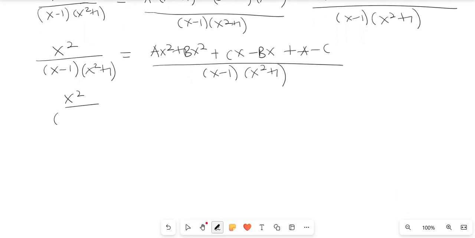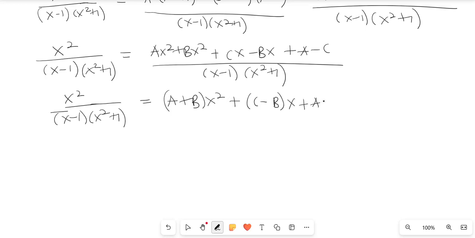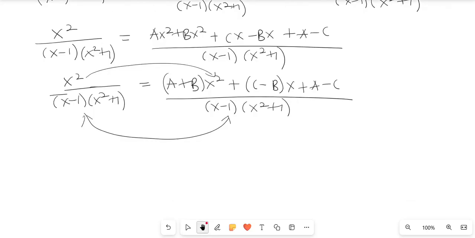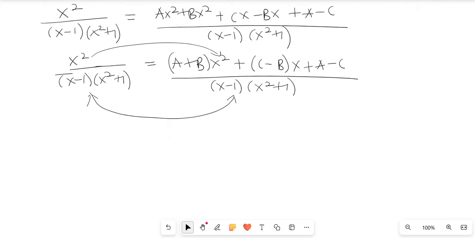So x squared over x minus 1 times x squared plus 1 is equal to, factorizing x squared out, A plus B times x squared, plus factorizing x out, C minus B times x, plus A minus C, all divided by x minus 1 times x squared plus 1. The denominators are the same, so the numerator should also be the same. So how we make that the same is to compare the numerators.